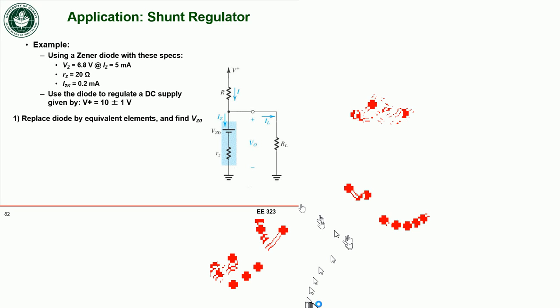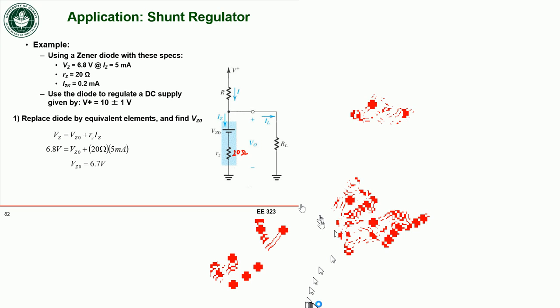We first look at the circuit by replacing that Zener diode with the equivalent circuit for a Zener diode, which was just a DC source with a value of VZ0 and a resistance RZ that's equal to the incremental resistance. I know that value is 20 ohms. I just don't know what VZ0 is. So our first step was to solve for VZ0.